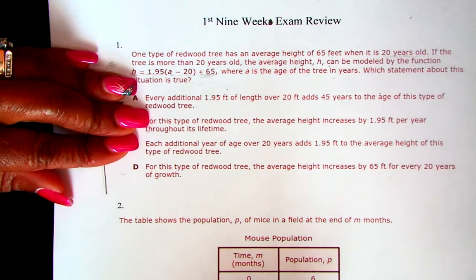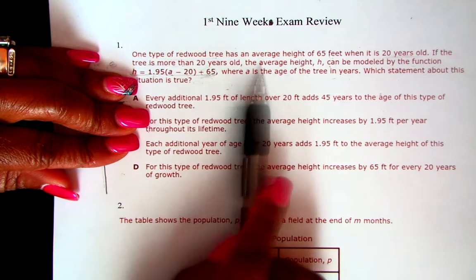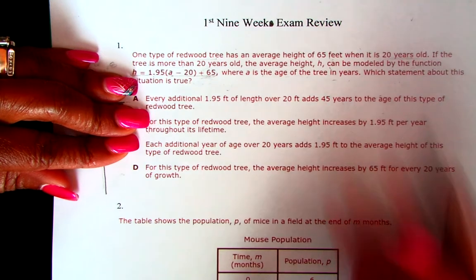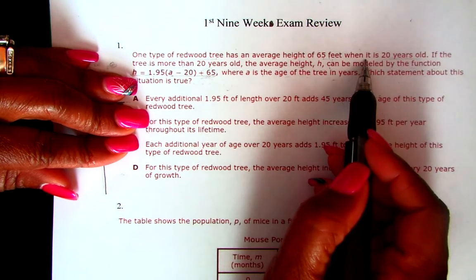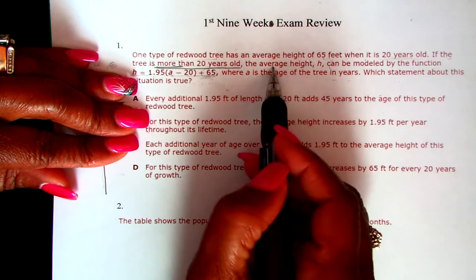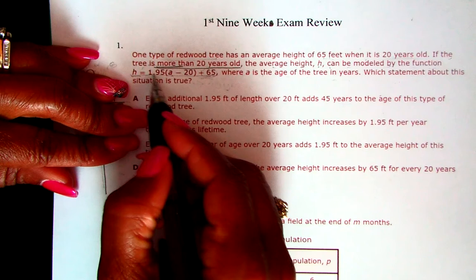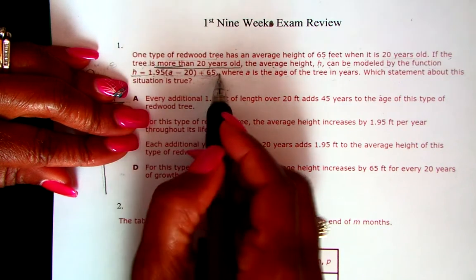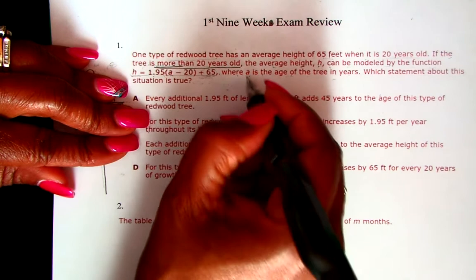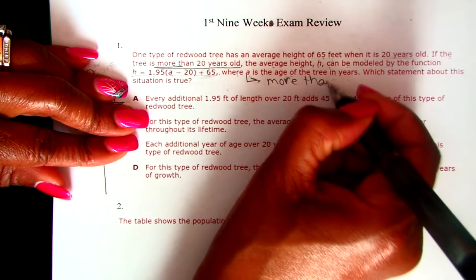Okay, we're just applying. Here we go with the first question. One type of redwood tree has an average height of 65 feet when it's 20 years old. So when it's 20 years old, it's going to be 65 feet tall. Okay, average at least. If the tree is more than 20 years old, the average height H can be modeled by the function H equals 1 in 8,500 times A minus 20 plus 65, where A is the age of a tree in years.